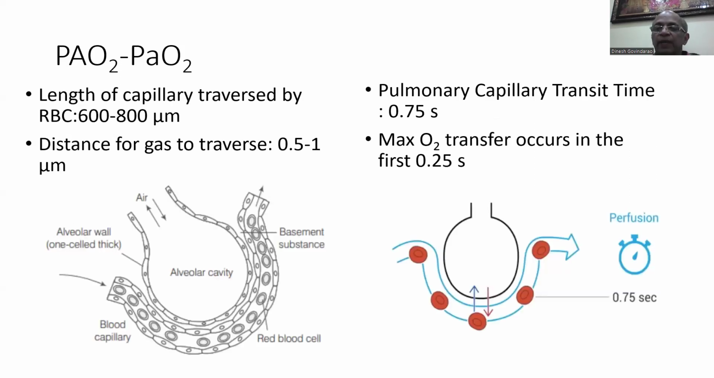This is governed by the pulmonary capillary transit time, which is about 0.75 seconds. Here, the red blood cells have to traverse the length of the capillary, which is about 600 to 800 microns, and the gases from the alveoli have to traverse the alveolo-capillary membrane, which is the alveolar epithelium, the interstitial space, and the endothelium of the capillaries. So this is about 0.5 to 1 microns. The maximum oxygen transfer occurs in the first 0.25 seconds of this journey, and there is a very good reserve of 0.5 seconds for the pulmonary capillary transit time for additional oxygenation if required, or it can be cut short also.